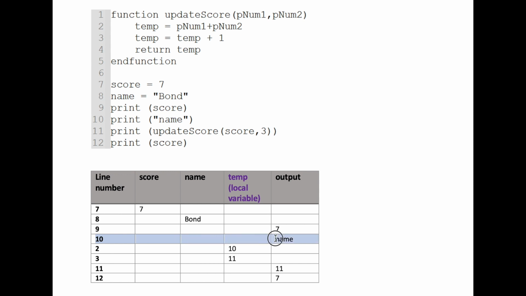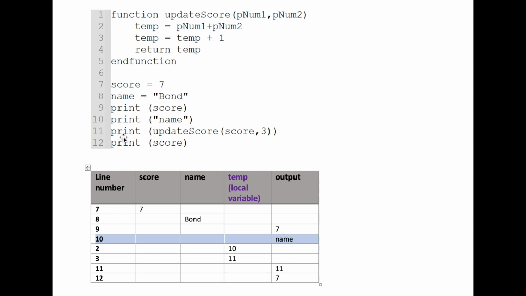Line 10. Print the string literal name. Now, this is the first tripping point I see when people are doing this kind of exam question, because they will print the word bond. But because we have got quotation marks around this string, it means take the string literally and print whatever is within those quotes.